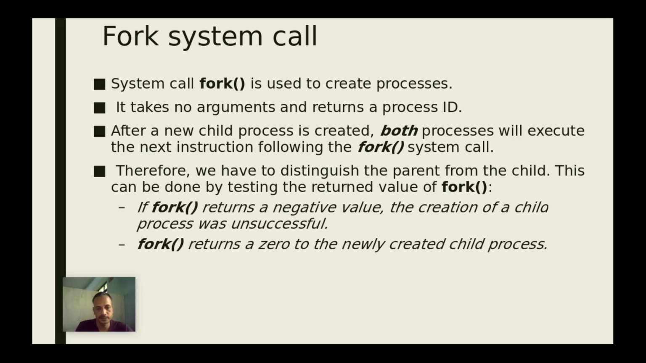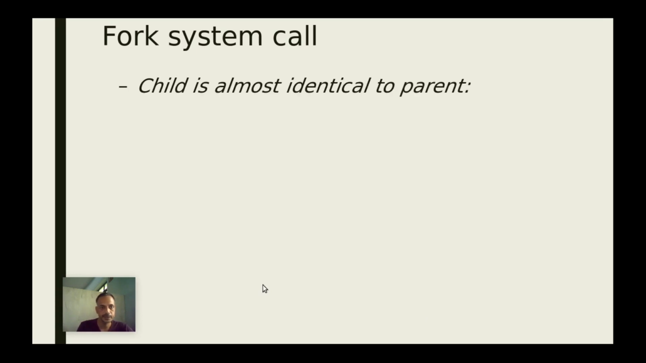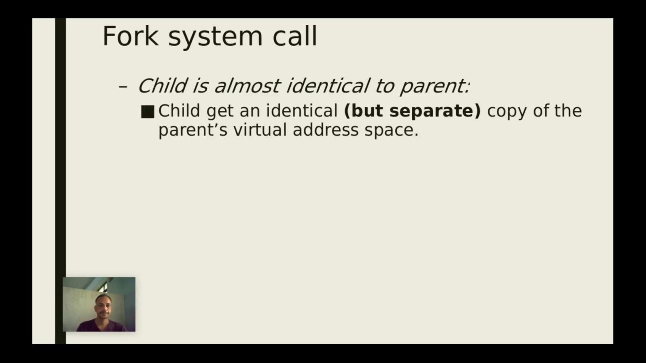Otherwise, it will return a value 0 in newly created child process, and it will return the process ID of the child to the parent. So parent will get a value of the process ID of the child that is greater than 0. Child is almost identical to a parent. That means whatever the instructions are in the parent, the same instructions are in the child process.